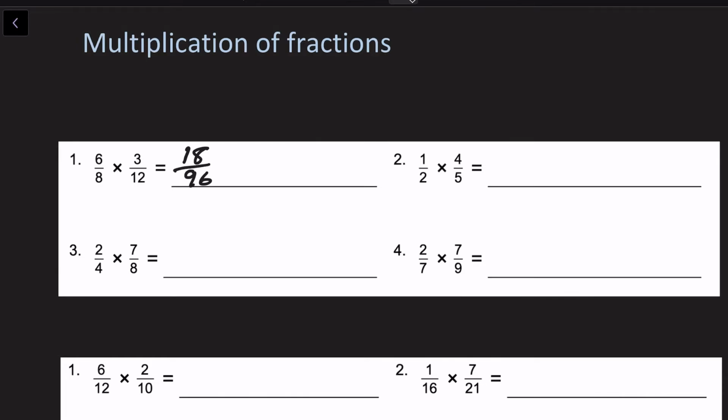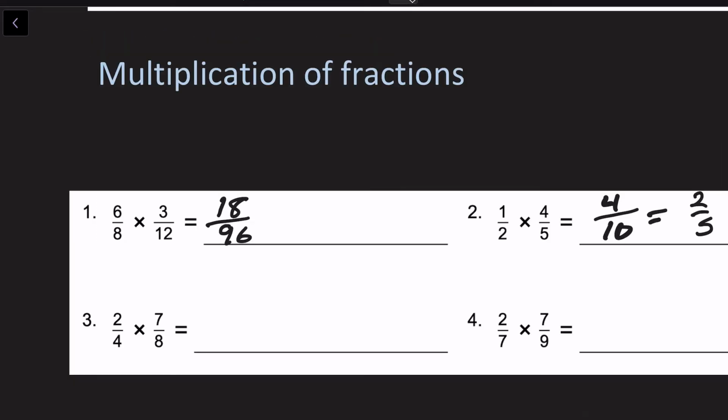When we multiply across for the second problem, 1 times 4 is going to be 4. And then 2 times 5 is going to be 10. So that's our final answer. Now, 2 over 4 times 7 over 8. 2 times 7 is 14. 4 times 8 is 32.